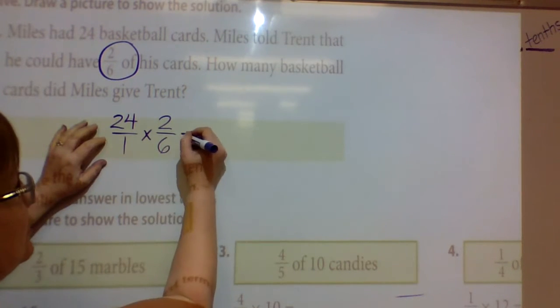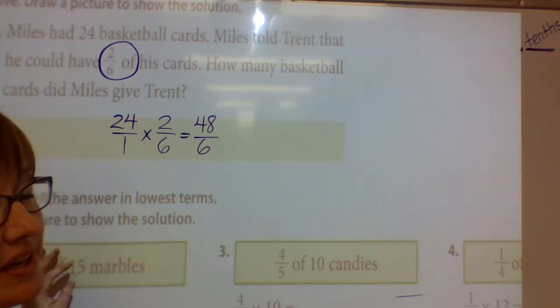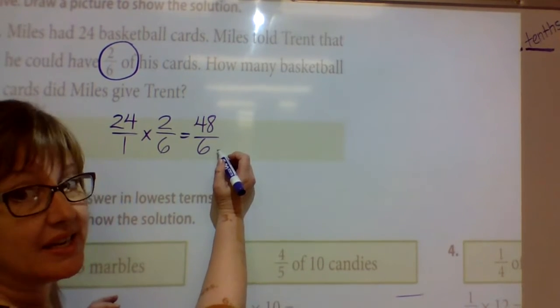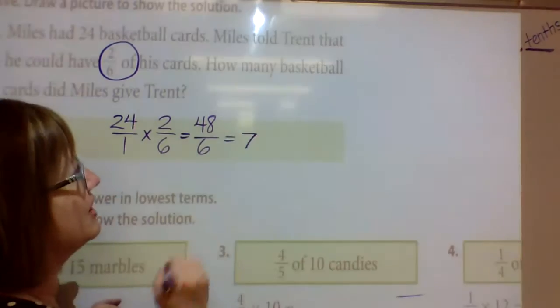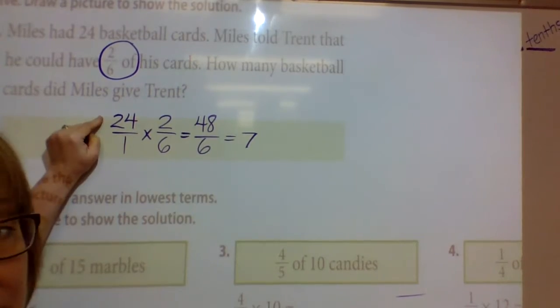Okay, 24 times 2 is 48. 1 times 6 is 6. And 48 divided by 6 is 8. Okay, so that just tells us what 2/6 of 24 is.